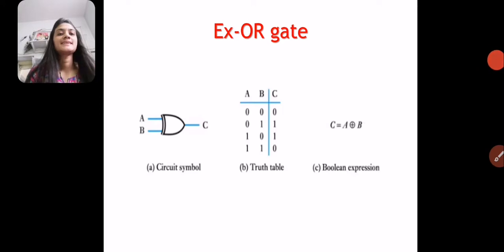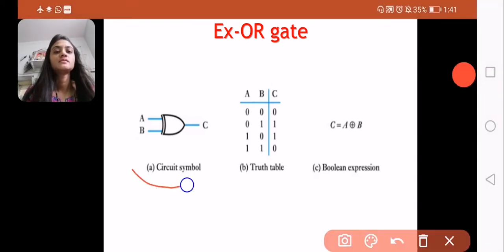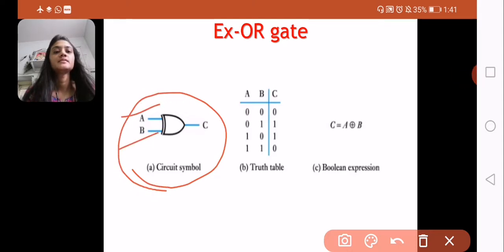Next gate is the XOR gate. It is the exclusive OR gate. So its symbol, that you have to remember: A and B are inputs, C is output. Okay, now its truth table, how is it defined?